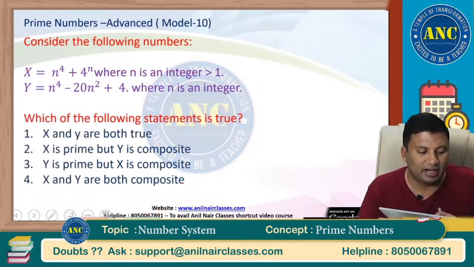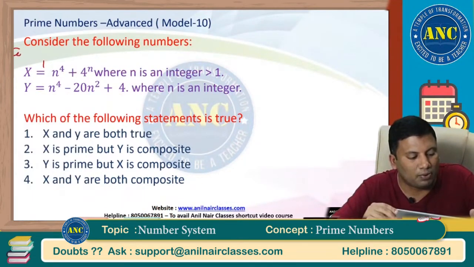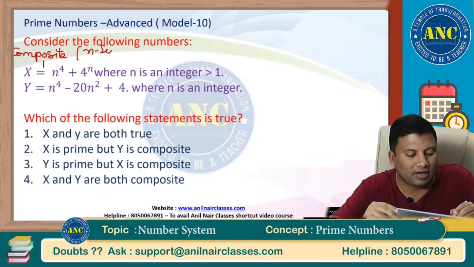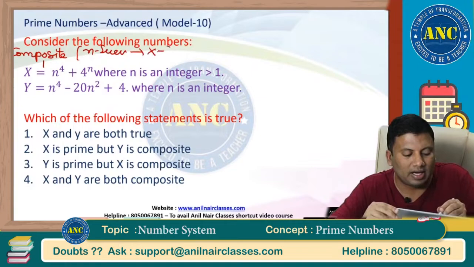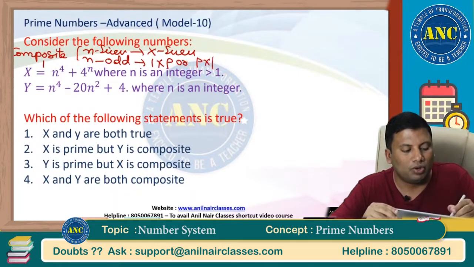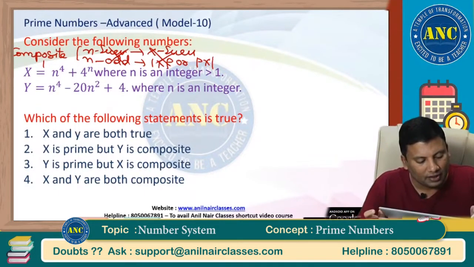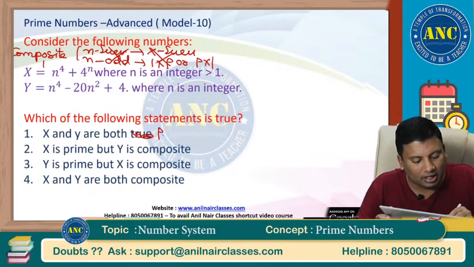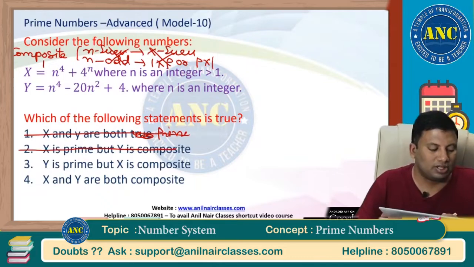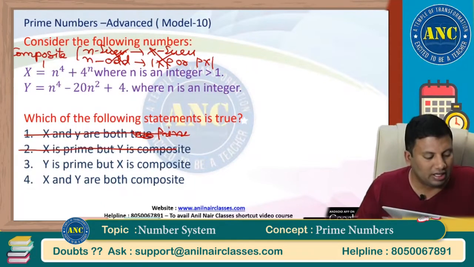All are very, very good questions, sir. X is a composite number. Why is it a composite number? If n is an even number, x is becoming an even number, which is not possible for a prime. If n is an odd number, it cannot be expressed as 1 into p or p into 1. In both cases it is not possible. So, x is a composite number. X and y both are prime? X is composite. First option and second option are out.